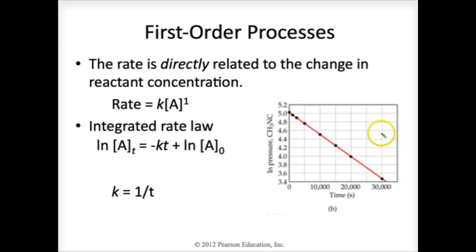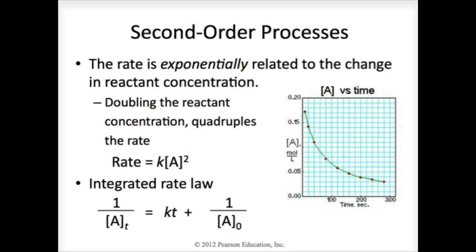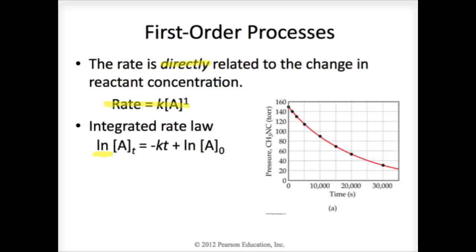Notice we have a negative k slope, in essence, and the straight line gives us more of a direct cause and effect relationship. So if I take the natural log of my concentration, I get this nice straight line versus time.